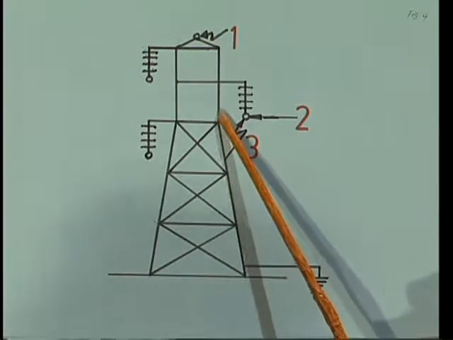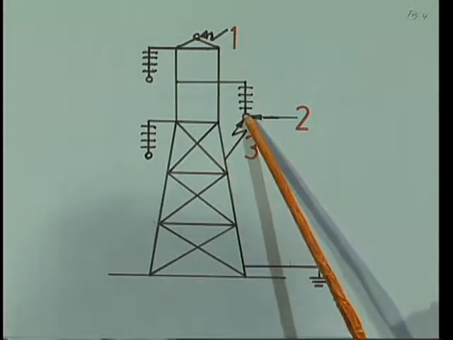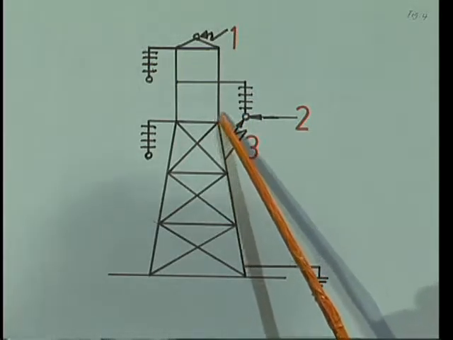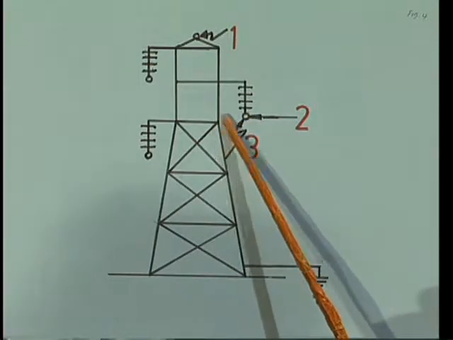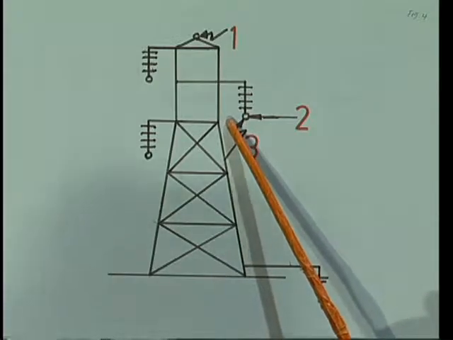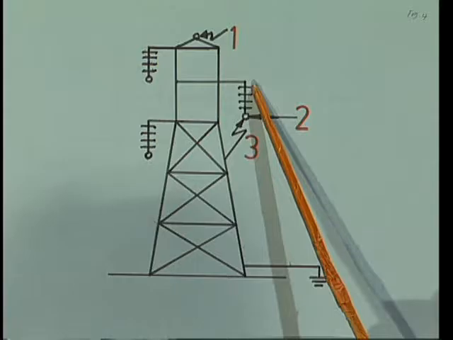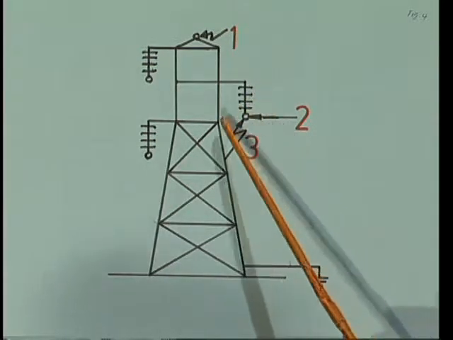At this point the lightning voltage is somewhere around 10 megavolts or 20 megavolts, and here the conductor carries the normal system voltage. Due to the potential difference between these 2 points, an arc is produced across this gap. Due to this arc, what happens? These are the insulators, which we call discs. These discs may get damaged due to this arc.